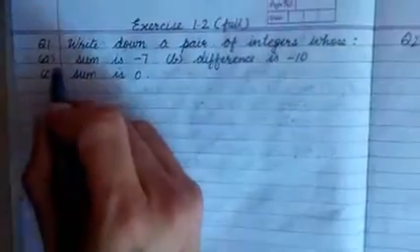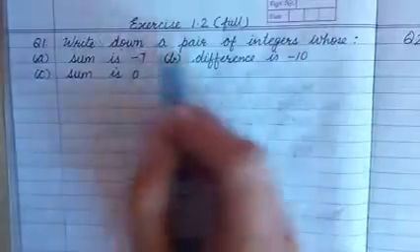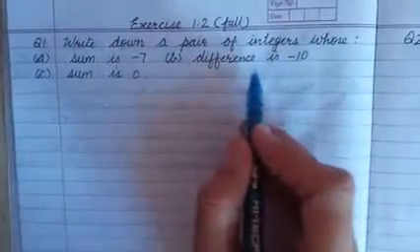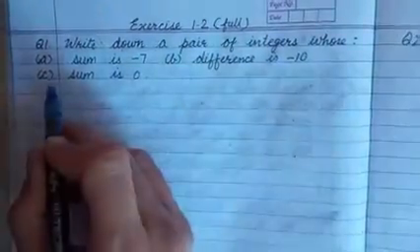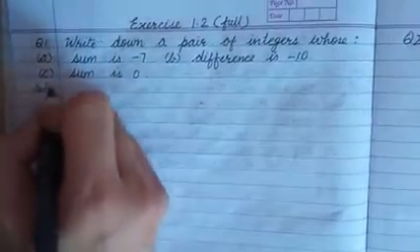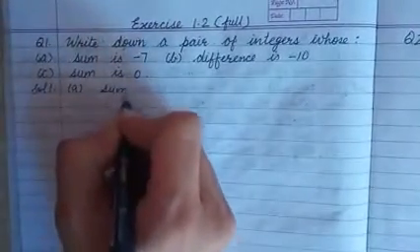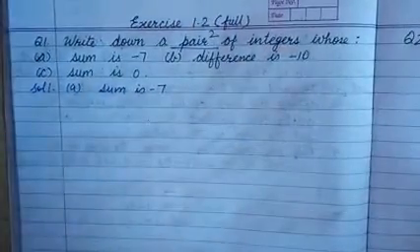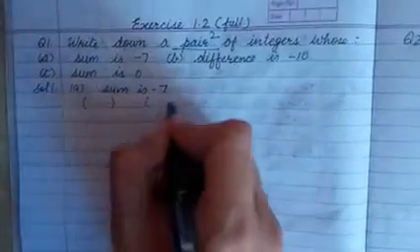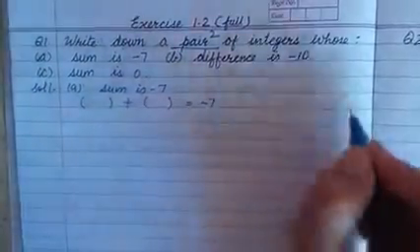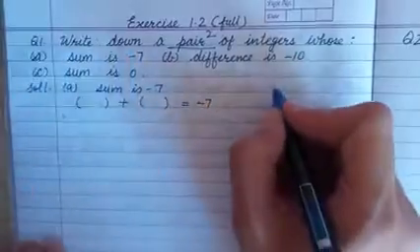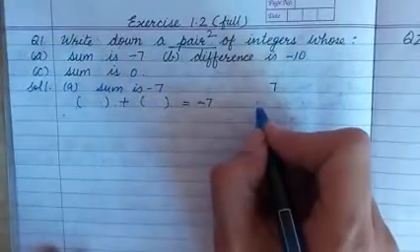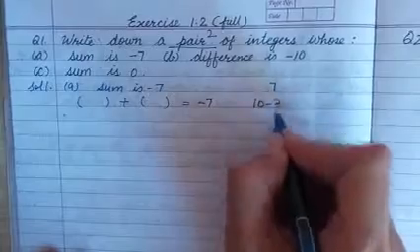Now let us start the exercise. We will do question number 1 first. Write down a pair of integers whose sum is minus 7 and difference is minus 10. And C part is sum is 0. A part, sum is minus 7. Write down a pair. Pair means two integers. So here two integers, their sum is minus 7. First you ignore the sign, just see the 7. 7 can come if we are subtracting 10 minus 3.